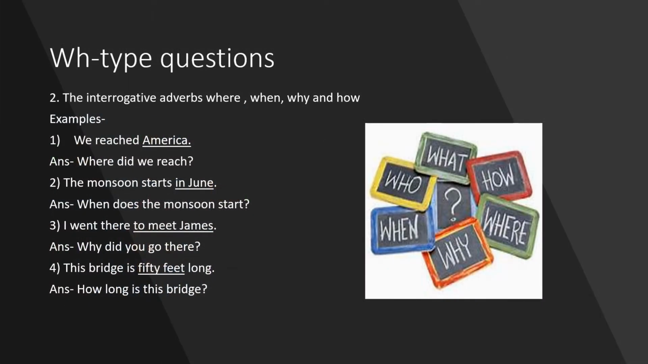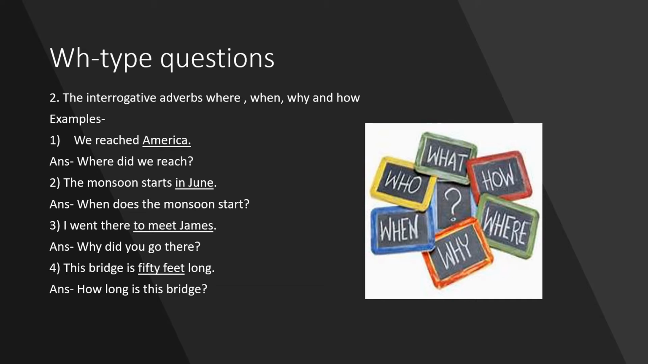Another form is interrogative adverbs, and they are where, when, why, and how. Example, we reached America. Where did we reach? America. Second, the monsoon starts in June. When does the monsoon start? It starts in June. Third, I went there to meet James. Why did I go there? To meet James.